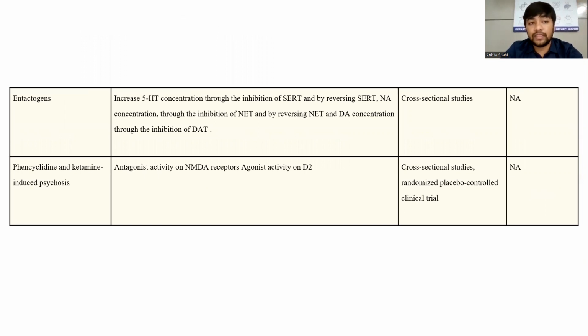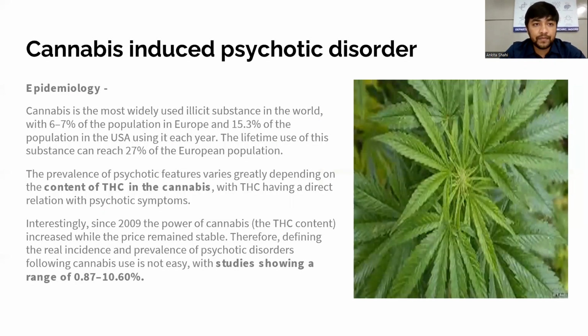Now here, two other things. Entactogens and phencyclidine and ketamine-induced psychosis need to be kept in mind. Entactogens increase 5-HT concentration through inhibition of SERT by reversing SERT-NA concentration. It also acts on NET, DAT, all of those things also. So basically all of the neurotransmitters are getting affected. Phencyclidine and ketamine are NMDA receptor antagonists. They act on D2, cause massive release of D2, and finally you get this problem, psychosis.